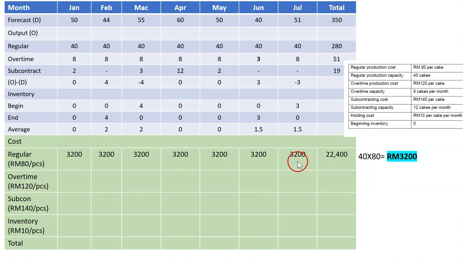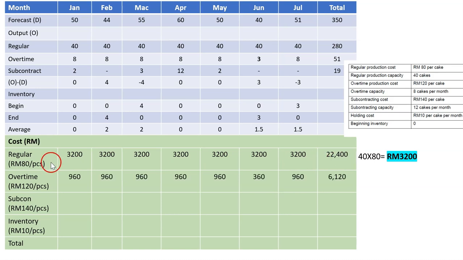Okay, for the first one, it's 40 units or pieces times 80 ringgit. So I got 3,200. I do it for all the months and sum at the end. Okay, the next one is the overtime. So we have 8 times 120, 960. So you do it for all. For this one, be careful because we have 3 times 120, we got 360, and sum at the end.